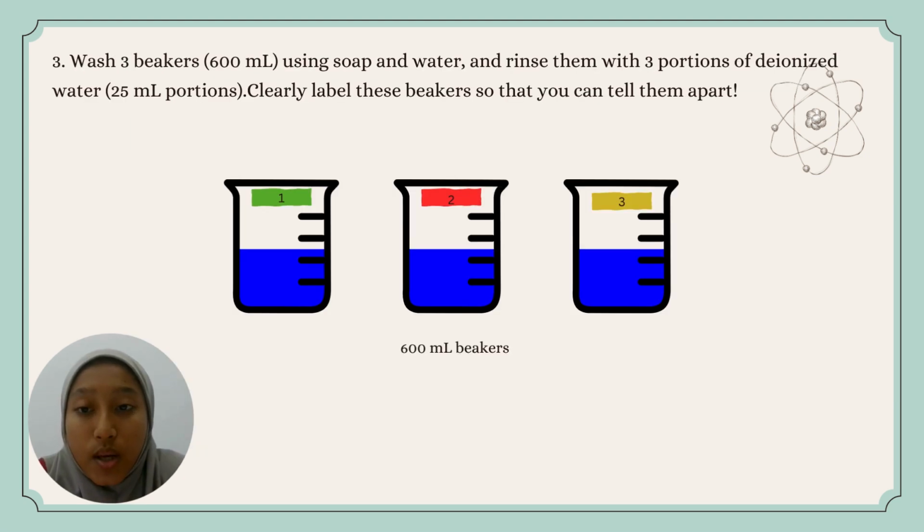Okay, moving on. We wash 3 beakers of 600 ml using soap and water and rinse them with 3 portions of deionized water, about 25 ml each, and then clearly label these beakers so that you can tell them apart.